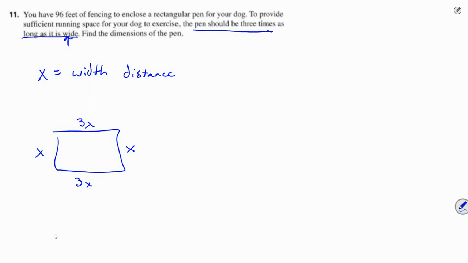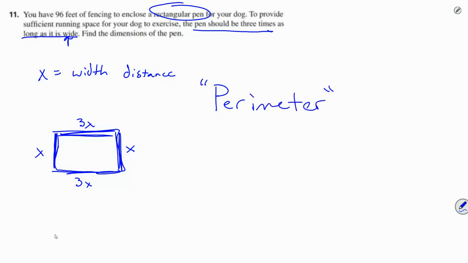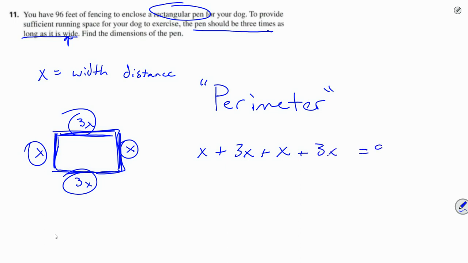The reason you see me writing on all 4 sides of our rectangular pen is because we're using 96 feet of fence to go all the way around this rectangular pen. That, in mathematical terms, is a perimeter. So to find perimeter, we're going to go x plus 3x plus x plus 3x and set it equal to 96.